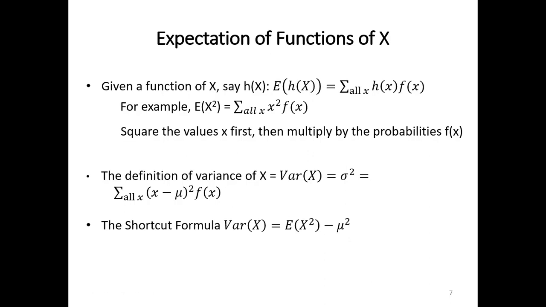So if you have a data set, maybe three or four values in the probabilities, it's about the same amount of work whether you do it this way or this way. But once you go beyond that, 4, 5, 6, 10 different values, the shortcut formula really is much faster.